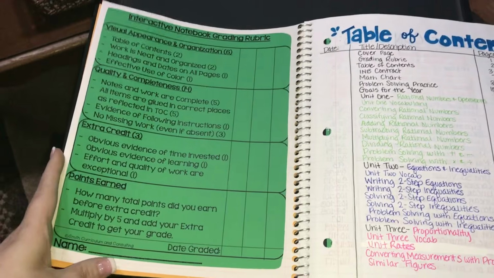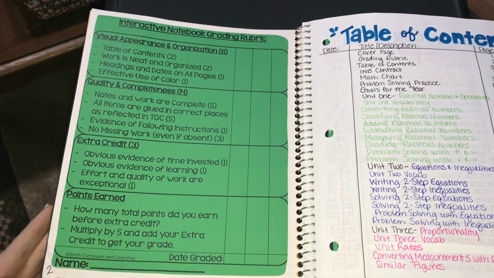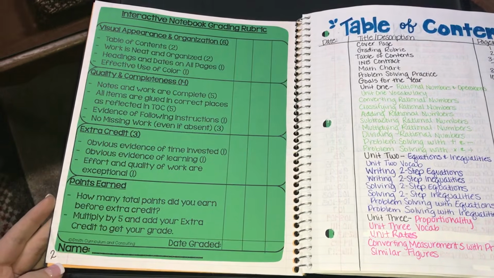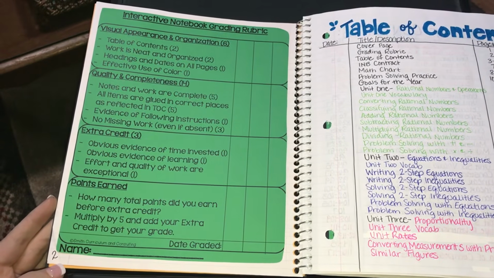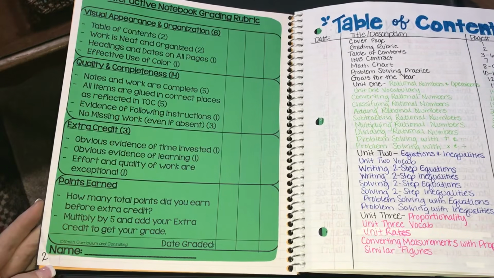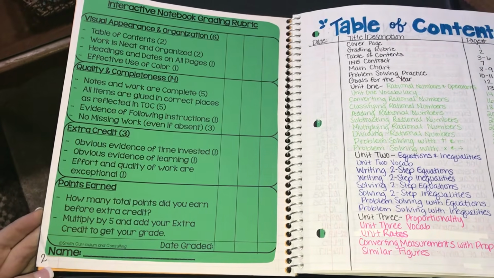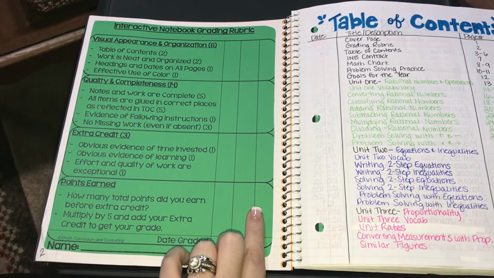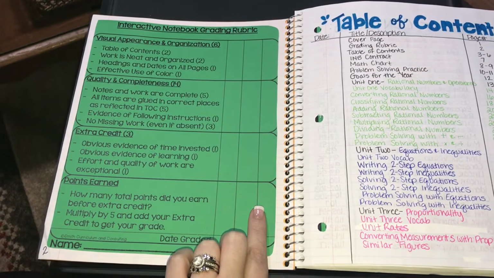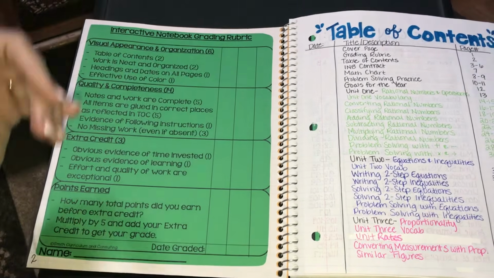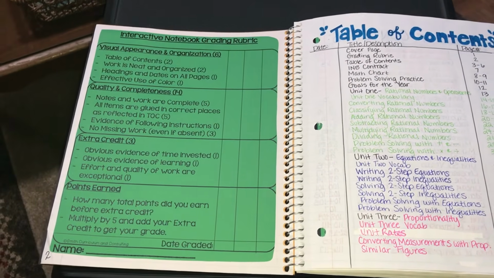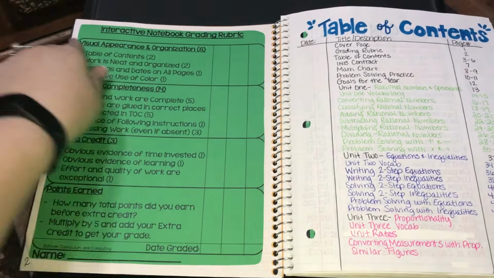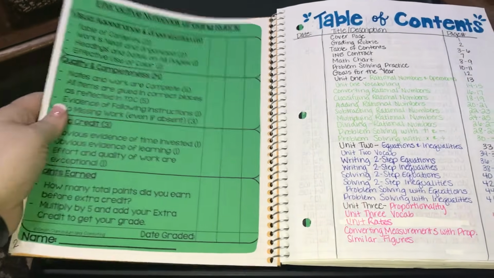Next thing I have in the front matter is the interactive notebook grading rubric, and I'll link you to that below. This is a freebie in my store. I grade my students on their appearance and organization, their quality and completeness, extra credit possibility points, and then the total points earned. You can see there are 3 grading sections on this for the first 3 grading periods that we have in our first semester, and then we just put a second one on top of it for second semester. If you have more grading periods than that, or if you want to take more grades than that, you just add another one at the top and go from there.